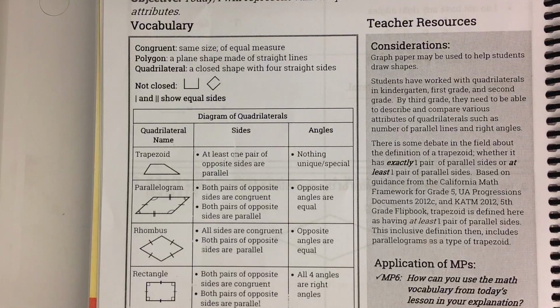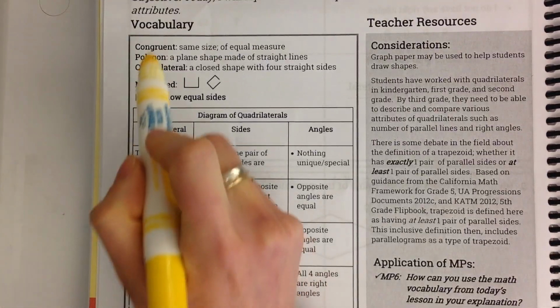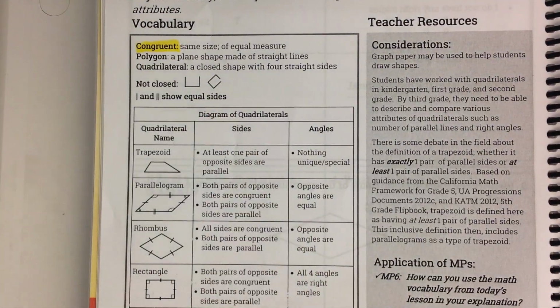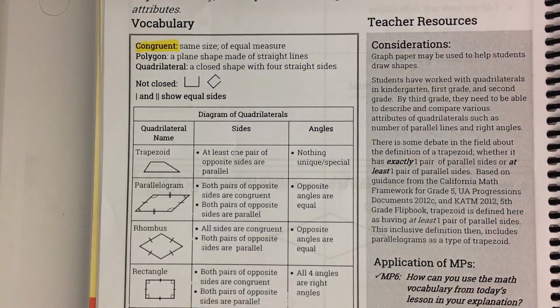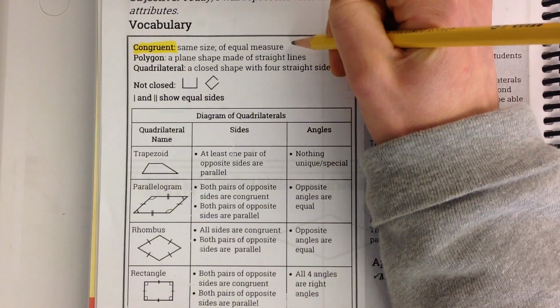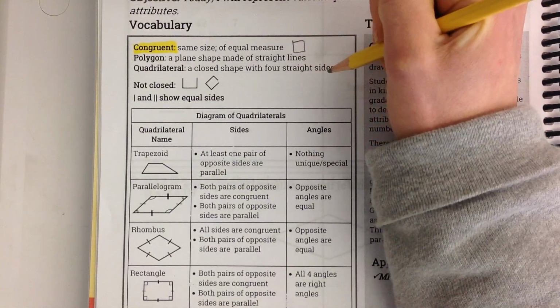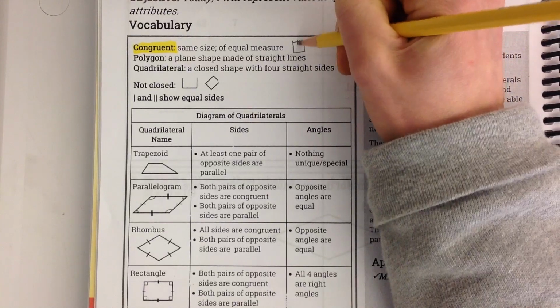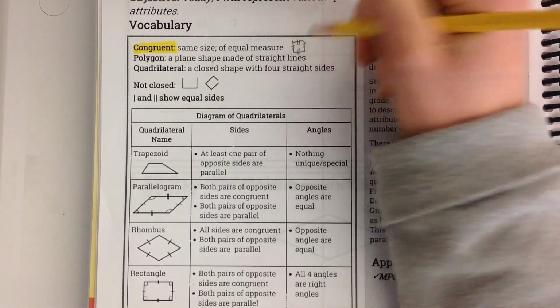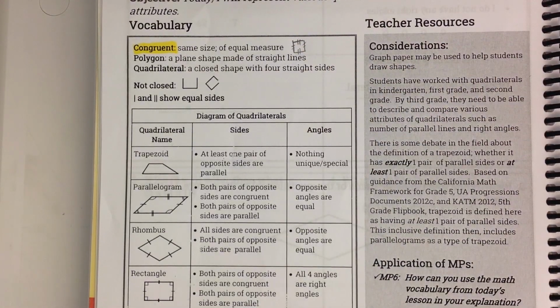So if I look at our first word, congruent. Congruent means it's the same size and of equal measure. So if I wanted to draw congruent lines, I might draw a square, because I know that a square doesn't even just have one set of congruent lines, it has two sets of congruent lines, okay? So that's congruency, when the sides or angles of the shape are the same size, they're equal in measure.